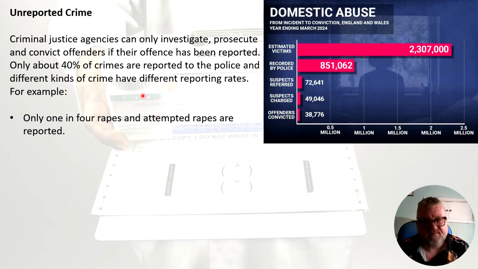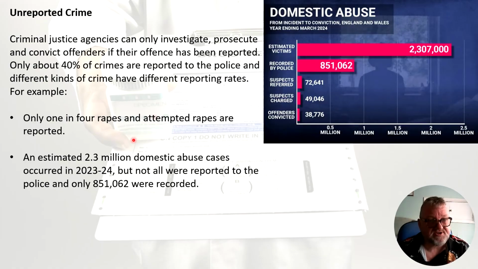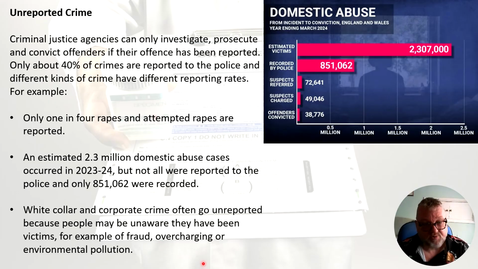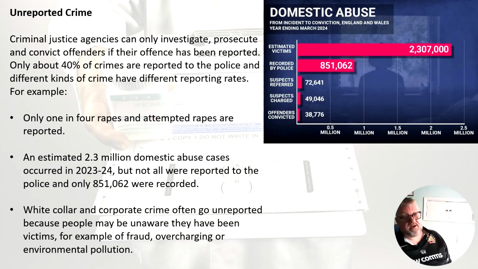Only 1 in 4 rapes and attempted rapes are reported, it's thought. An estimated 2.3 million domestic abuse cases occurred in 23-24, but not all were reported, and as you can see, only 851,062 were recorded. And of course, white collar and corporate crime, as we know, often go unreported because people may be unaware they've been victims, for example, of fraud, overcharging, or environmental pollution.